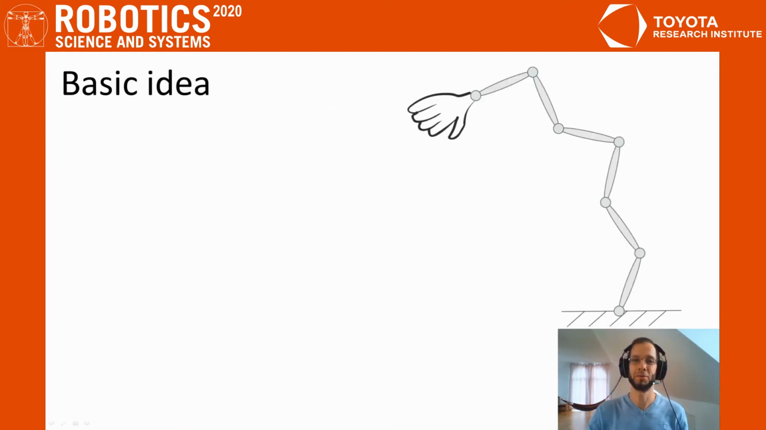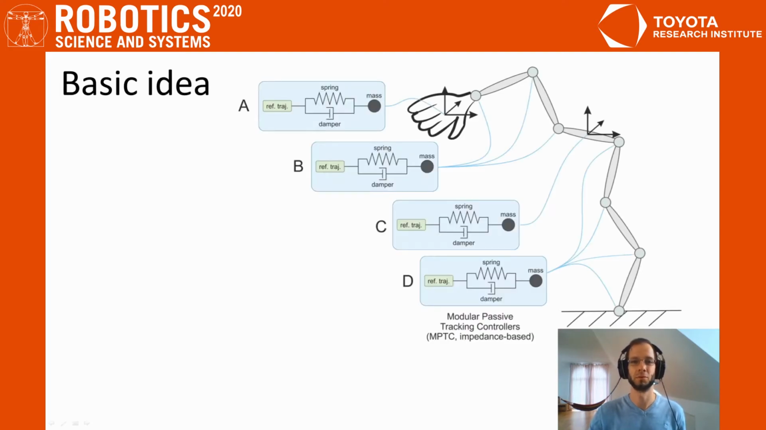Having an arbitrary robot at hand, may it be free-floating or fixed-base, the basic idea is to assign various impedance-based controller modules, the so-called Modular Passive Tracking Controllers, to different parts of the robot. The corresponding tasks may, for example, be formulated in Cartesian or joint space.